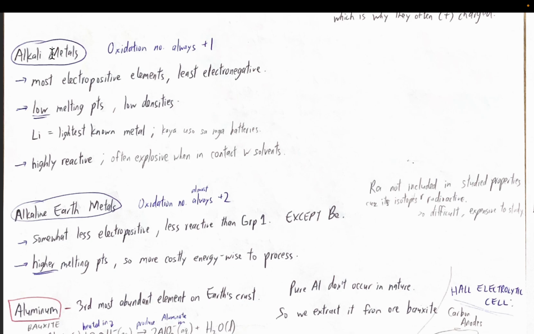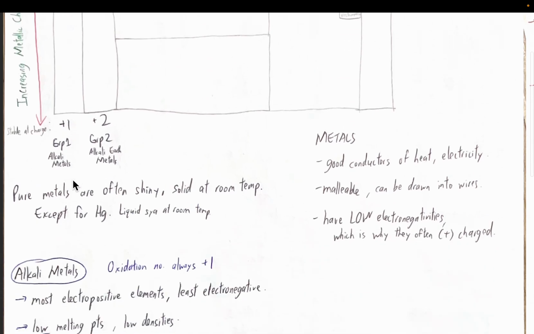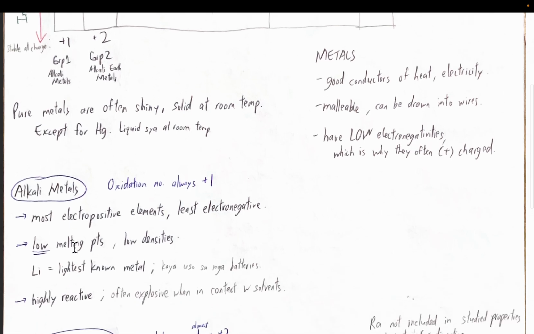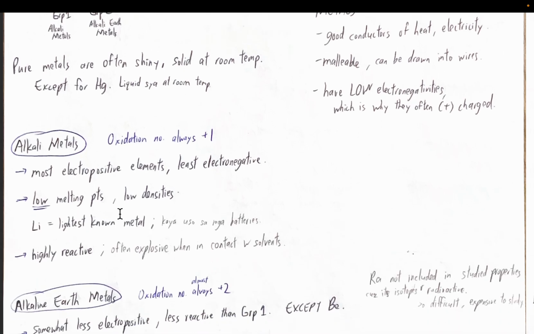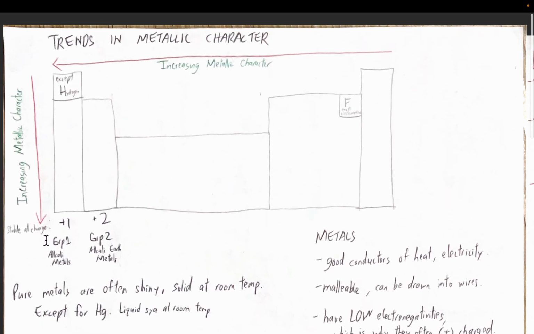So we have the alkali metals and alkaline earth metals. For alkali metals, the oxidation number always is +1. This group is technically considered as having the most electropositive elements. Logically, because again, like I said earlier, cesium is located here. It's technically considered an alkali metal. And yes, at the same time, consequently, they are the least electronegative. They have low melting points, low densities, wherein I believe lithium is below hydrogen.